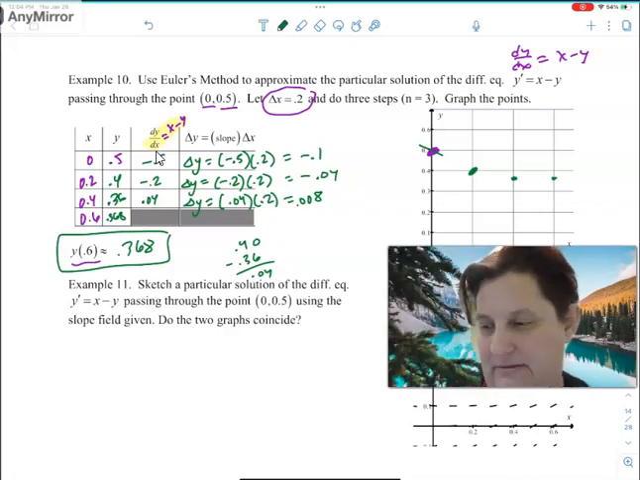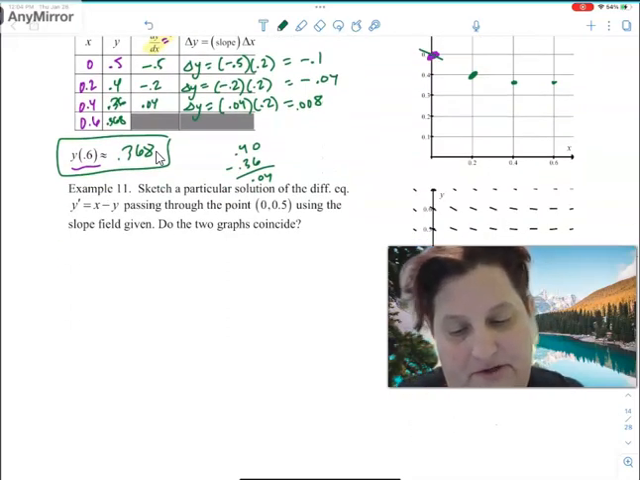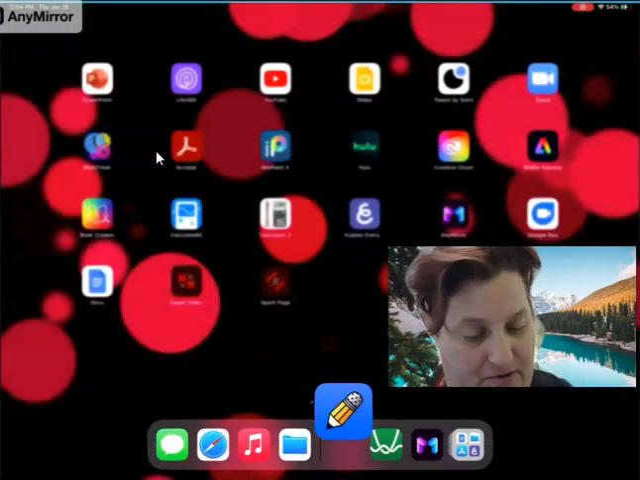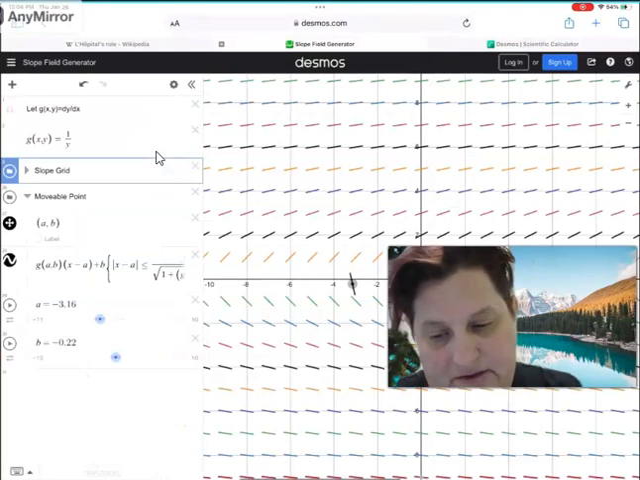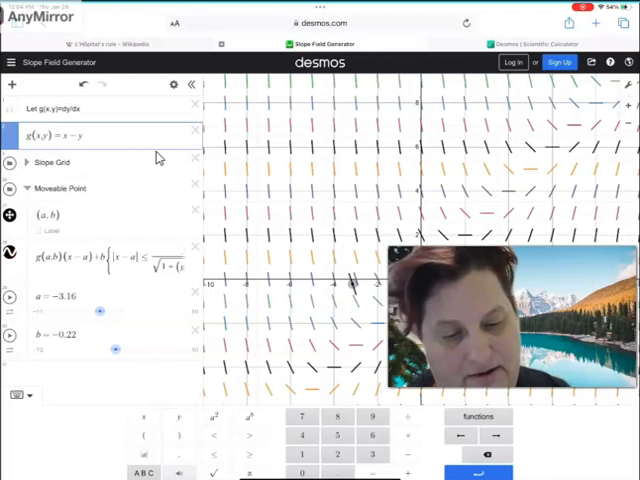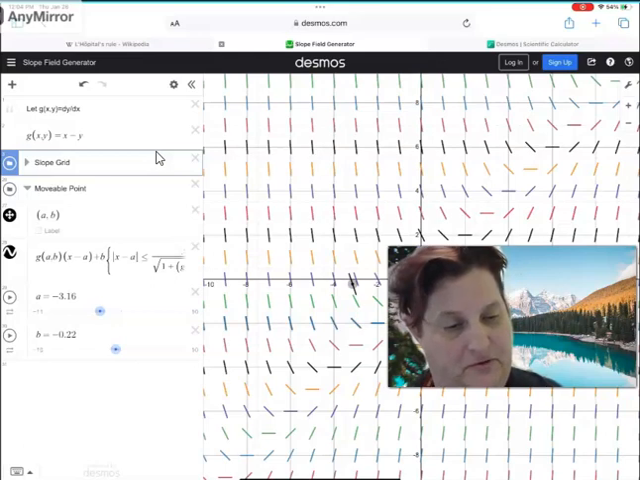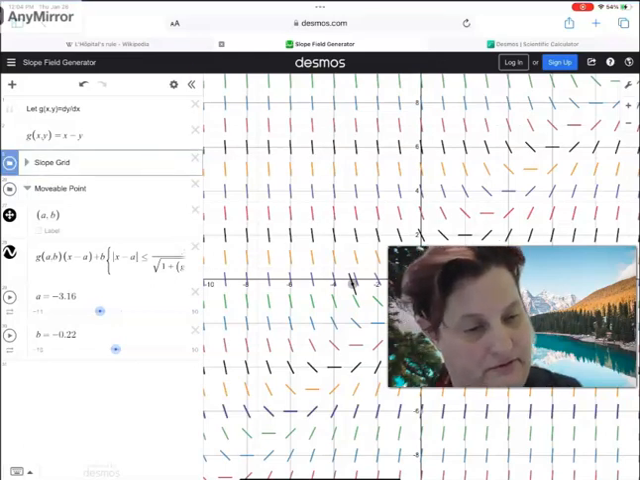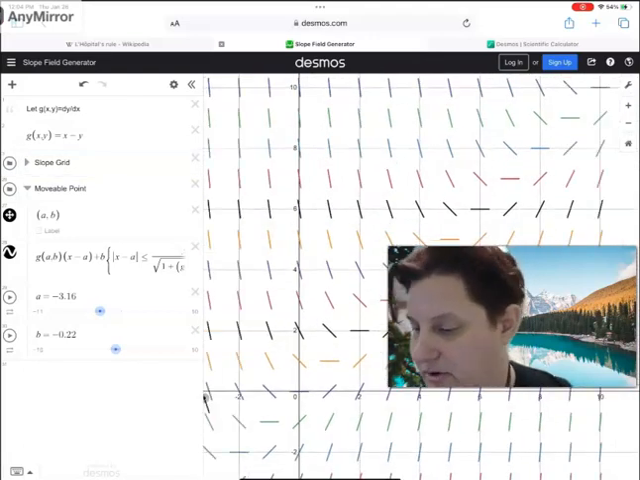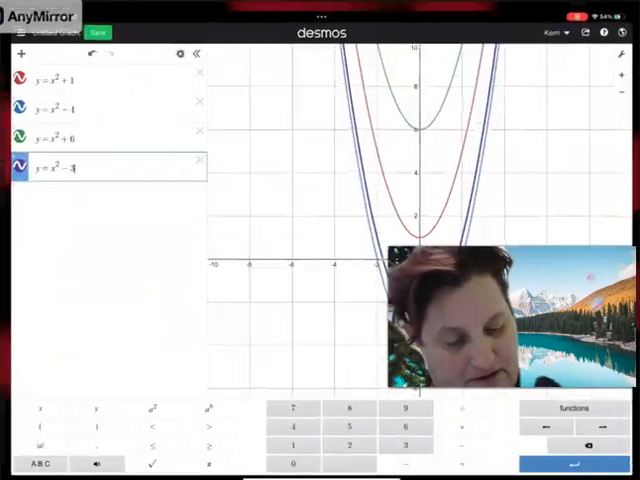Very algebra heavy, a lot of times with little decimals and stuff like that. Okay, sketch a particular solution passing through the point using the slope fields given. Do the two graphs coincide? So this is a slope field of y prime equals x minus y. And go ahead and look at that slope field. So if y prime is x minus y, there's my slope field. Okay? So it kind of looks like we're looking at the first quadrant here. That looks like the slope field that it's showing, x minus y.